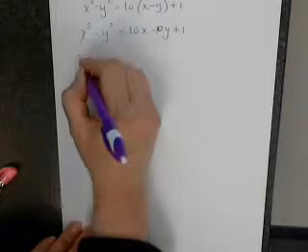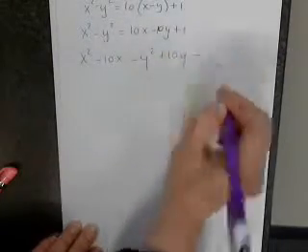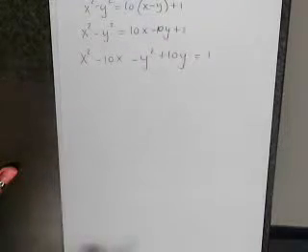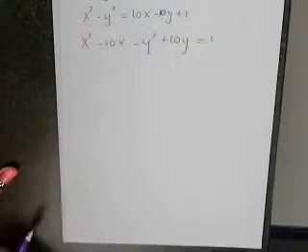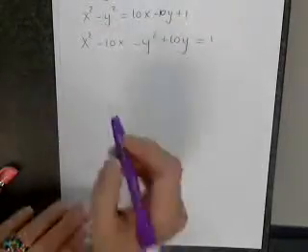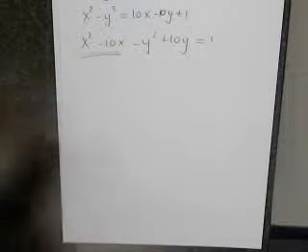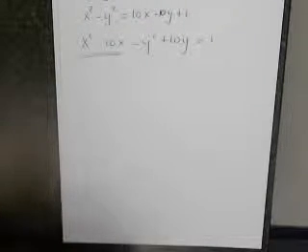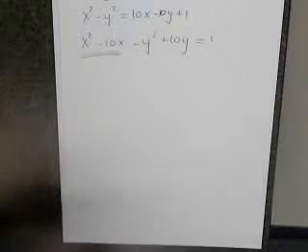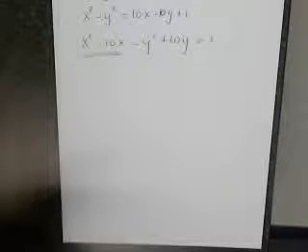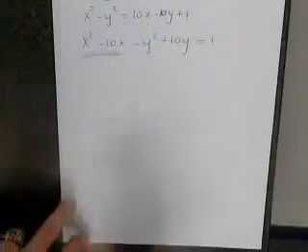Move them, sure. So x squared minus 10x minus y squared plus 10y equals 1. I put them close to their counterparts. So now I'm trying to complete this square. What should I do to both sides? Because it has a positive leading coefficient, which is 1, negative 10 divided by 2 is 5. 5 squared is 25. So I have to add 25 here and 25 here.